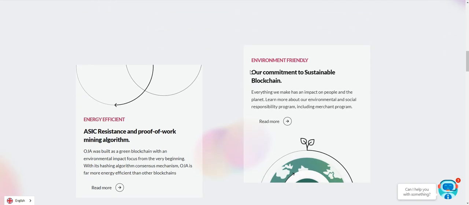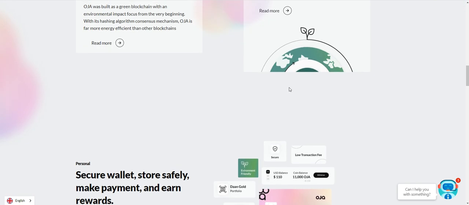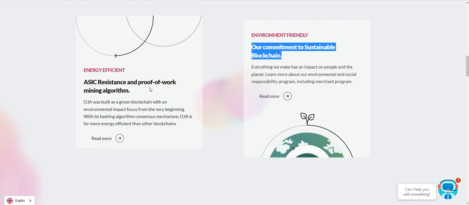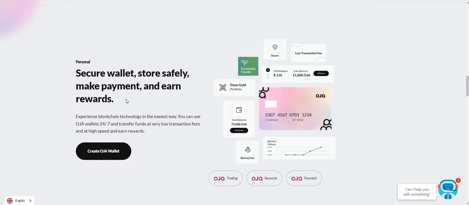Okay, their own commitment, sustainable blockchain will come soon. A resistance proof of work mining algorithm. Okay, the secure wallet to store safely, make payments and earn rewards. Experience blockchain technology in the easiest way. You can use the OJA wallet 24/7, transfer funds with very low transaction fees and high speed, and earn rewards.